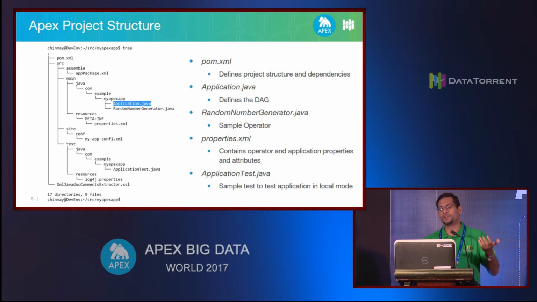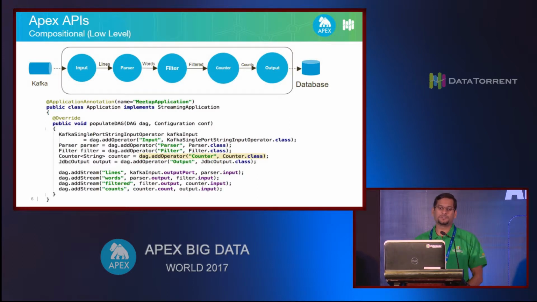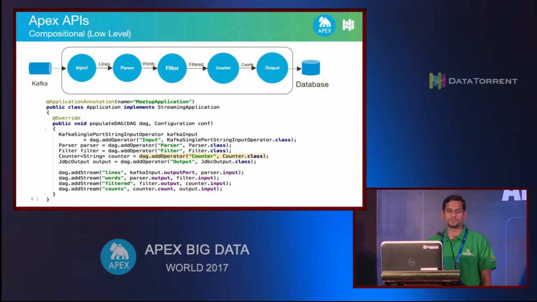Now, let's go ahead and see what is really part of application.java. So this is the place we are going to create and define the DAG, right? We have a bunch of APIs which Apex has defined. And as Amol has been saying, we need to make the life of the user and the DevOps team much easier, because we have seen Hadoop can get very messy. So starting from developers, we have a bunch of APIs that they can choose from and use. The very first API is a compositional API.